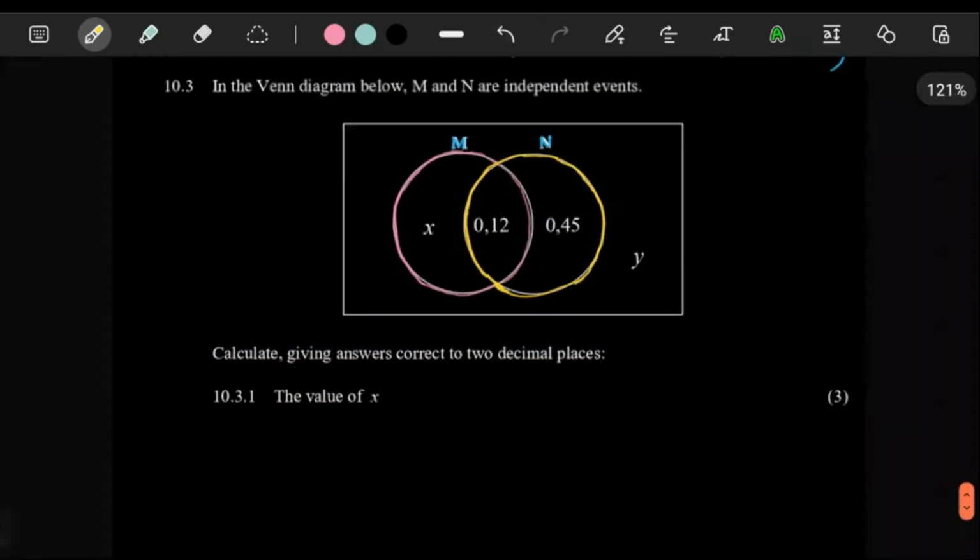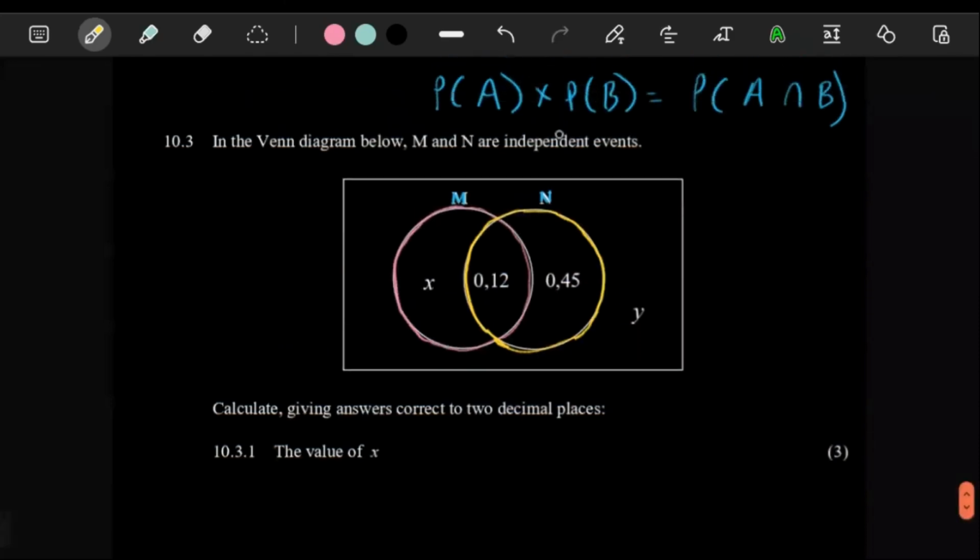Okay, there we go. It says you calculate giving answers correct to 2 decimal places. The value of X. Getting the value of X here for 3 marks, we don't want to overthink it. We just have to make use of this law.